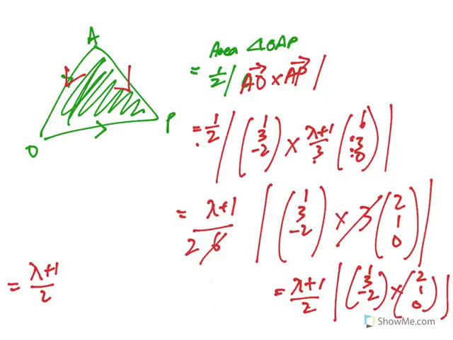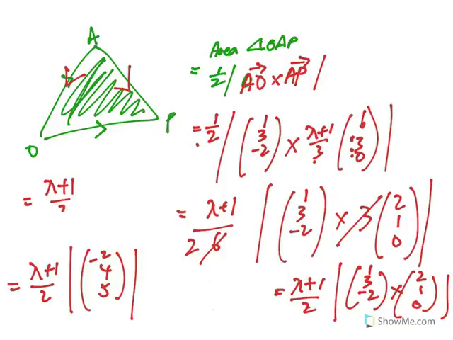The answer should be square root 45. Eventually you have this: lambda plus 1 over 2 square root 45 unit square.